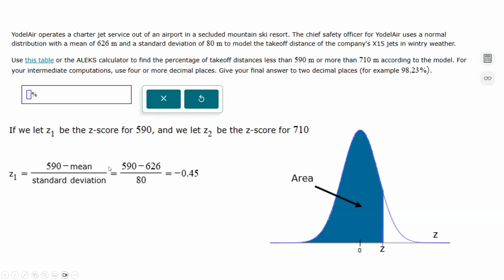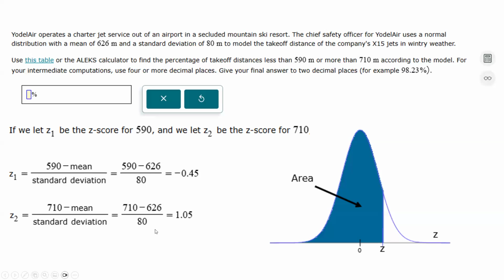And we can calculate these values and then just use the values. I don't normally do that, and I'll show you how I do it in the calculator. But this would be great if we were having to use the tables. And then we need to get Z2, so of course we can do the same thing using the 710, and we get a Z2 score of 1.05.